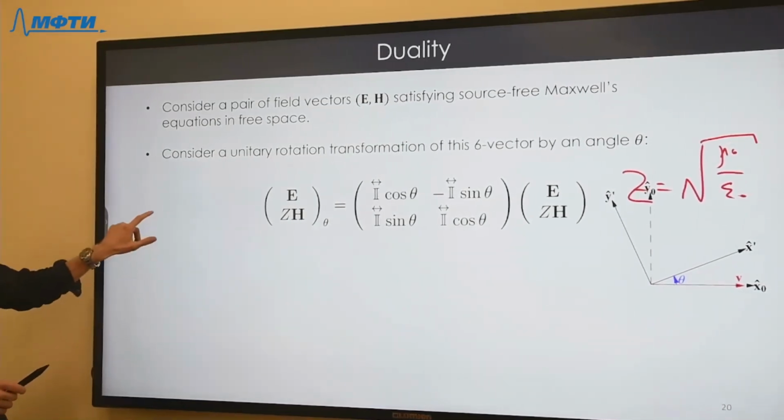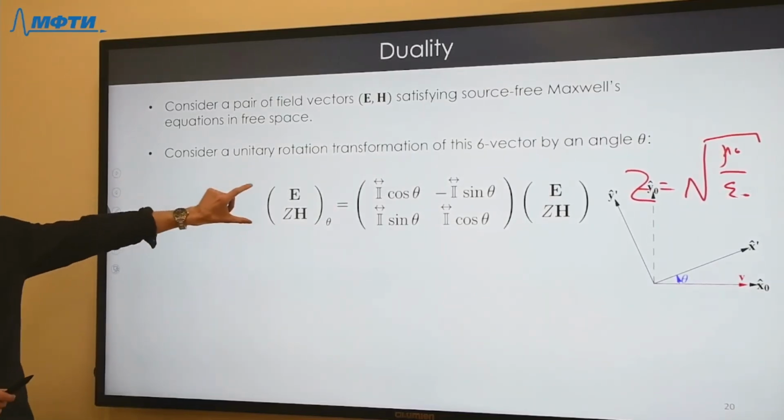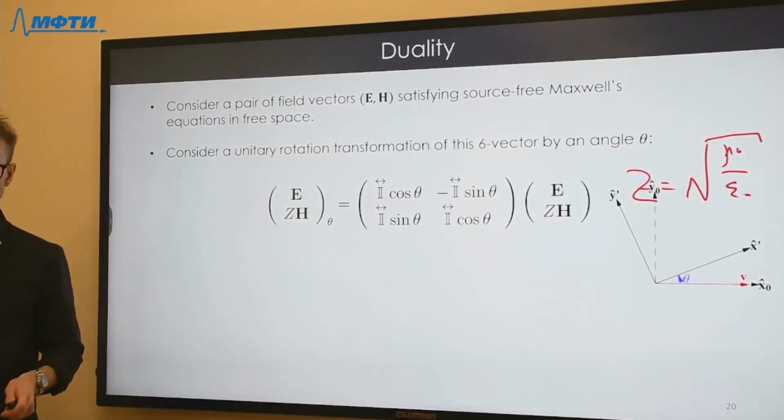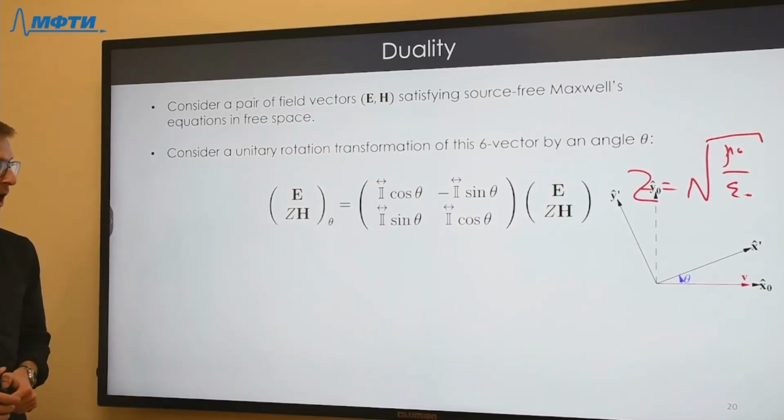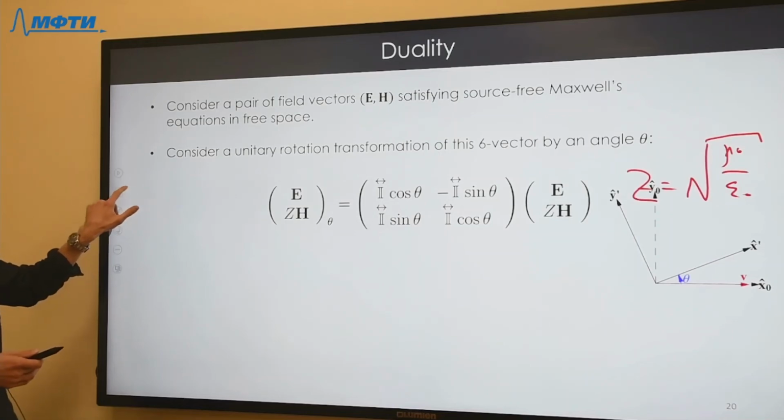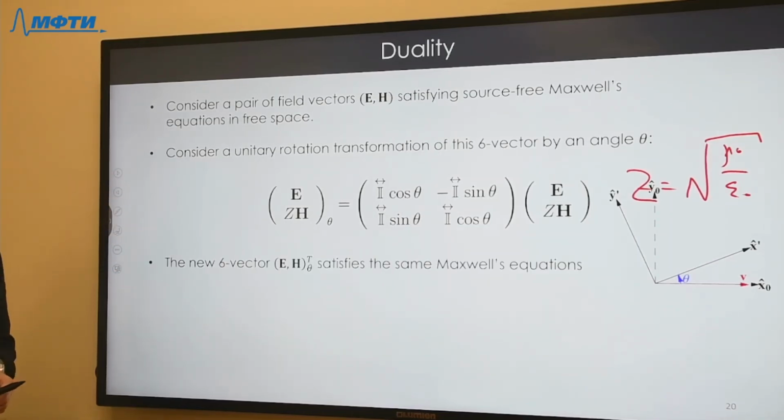And it is very easy to verify that this new solution, rotated by an angle theta in this generalized six-dimensional space, is also a solution to the same Maxwell's equations at the same frequency. This, in a way, highlights the symmetry, the equivalence that electric and magnetic fields have in electromagnetism. In a way, they are interchangeable as long as they are connected by this generalized rotation operation.